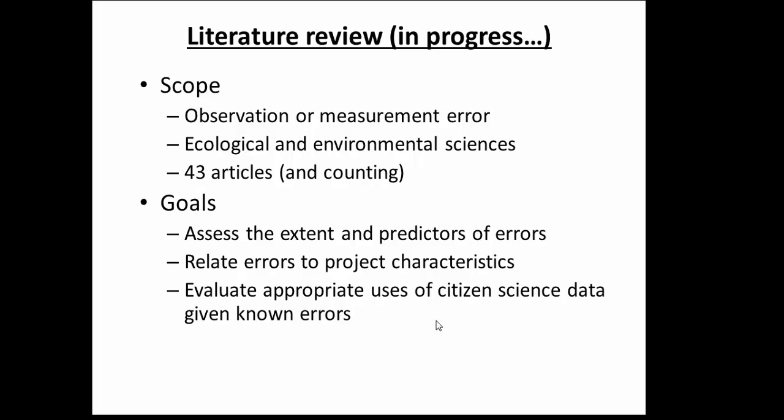And the goals of this literature review are to assess the extent and predictors of error across many studies, figure out how the project characteristics relate to that error, and then evaluate appropriate uses of citizen science given the documented data quality issues and the conclusions that these different authors have drawn across different study systems.